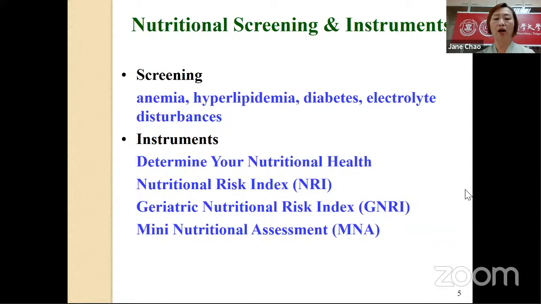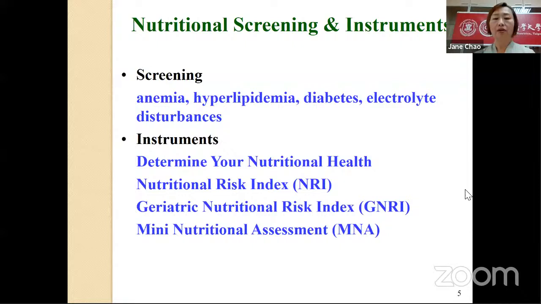And for the elderly, because sometimes they cannot understand or they cannot listen very well or they cannot read very well, usually when you use the questionnaire, you have to minimize the number of the questions as much as possible. And also when we want to screen nutritional status, we'll think about what's the problem of the elderly. For example, the elderly often have anemia, hyperlipidemia, or some other chronic diseases, for example, diabetes. And they sometimes have electrolyte disturbances. For example, calcium, potassium, sodium imbalance.